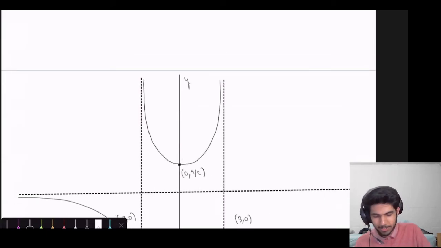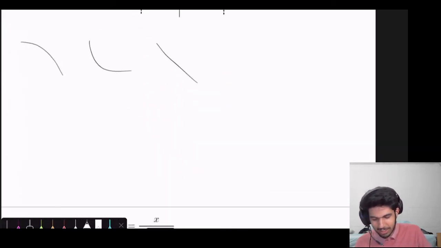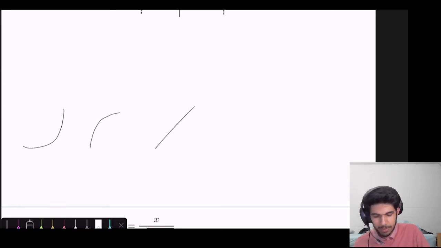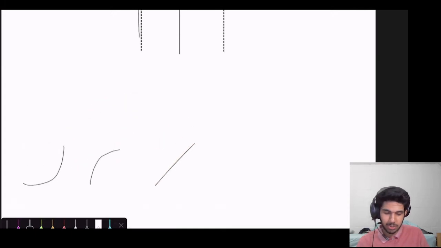Okay, so let's just consider what that could look like. When we're increasing, our functions could look like any one of these three now. So for the first one, we're increasing and concave up. For the second one, we're increasing and concave down, and this one is neither. So we want this sort of shape.